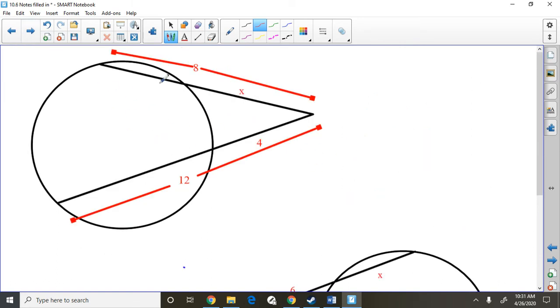In this diagram, we have two secant segments intersecting a point outside the circle. And this 8 and 12 is the length of the entire secant segment. The rule is that it's the secant segment, the whole thing, times its external segment equals the secant segment times its external segment. 8x equals 48. In this case, my x is 6.